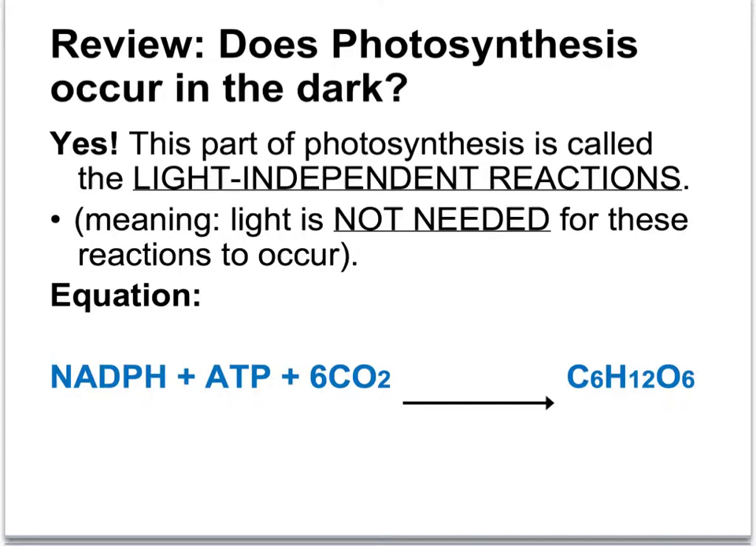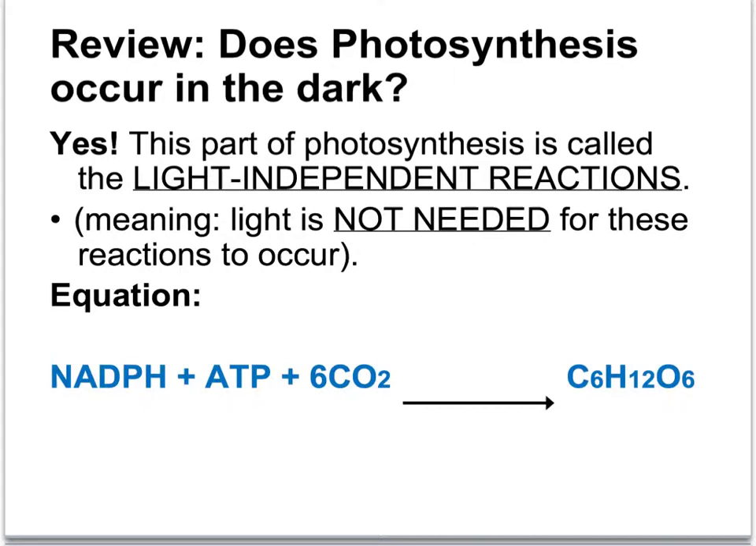Alright, so does photosynthesis occur in the dark? The answer to that question is simple. Yes, it can happen in the dark. It doesn't necessarily have to happen in the dark. But the part of photosynthesis that can take place in the dark or in the light is called the light-independent reactions. And this again means that light is not needed for these reactions.